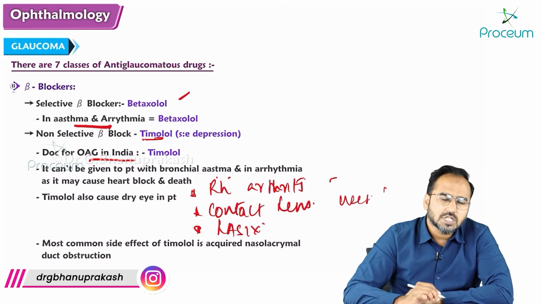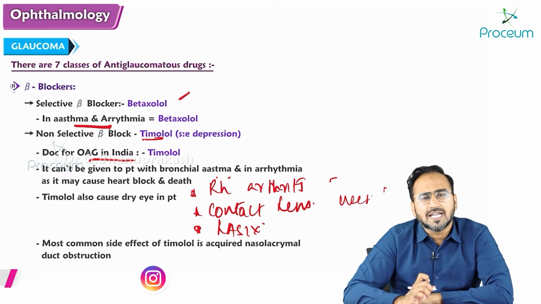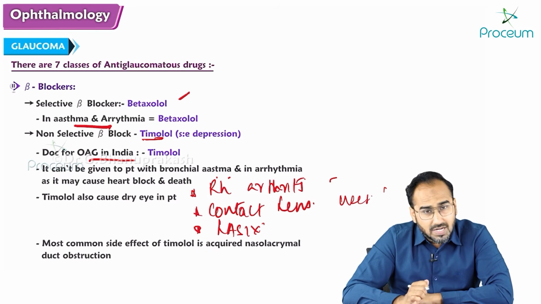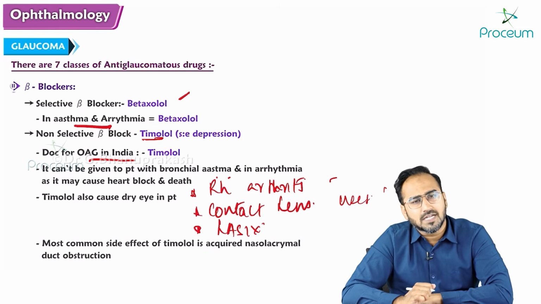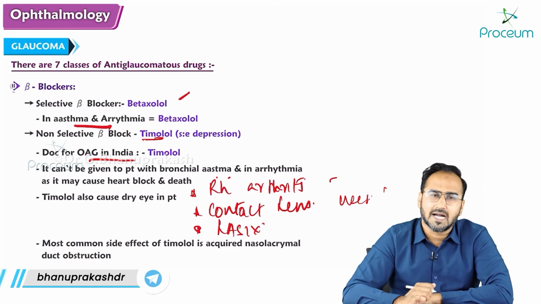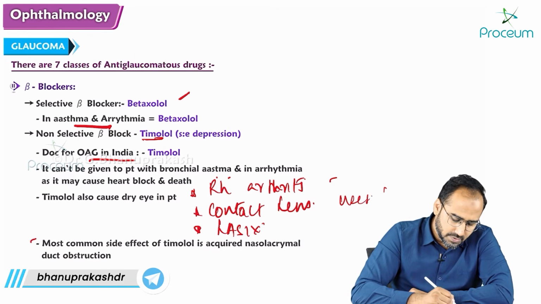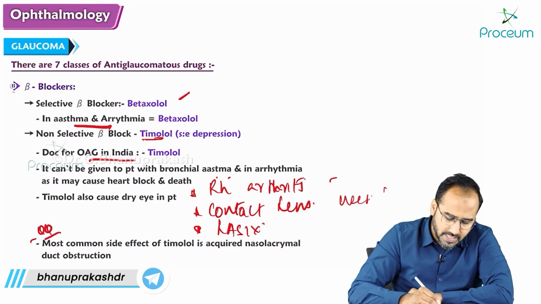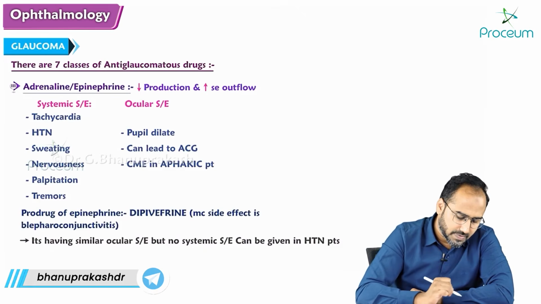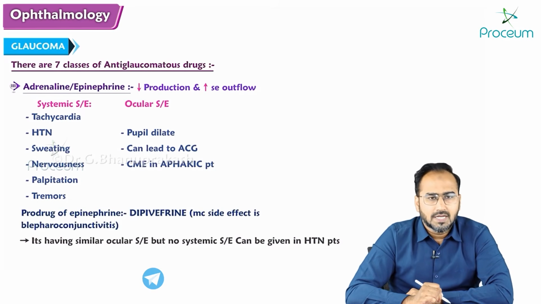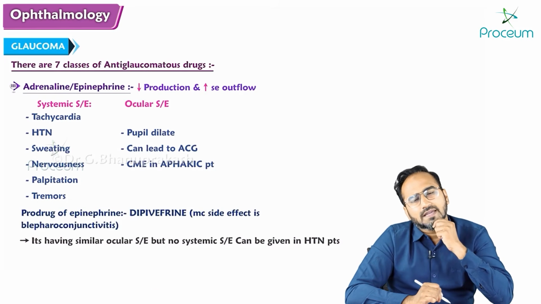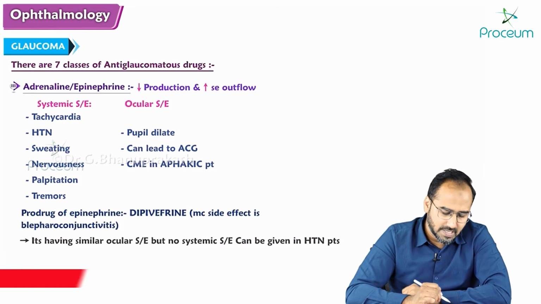The most common side effect associated with timolol is not all those. The most common side effect is that it might block the nasolacrimal duct. It can lead to acquired nasolacrimal duct obstruction. The most common side effect of timolol use is acquired nasolacrimal duct obstruction. Next is epinephrine, or adrenaline.